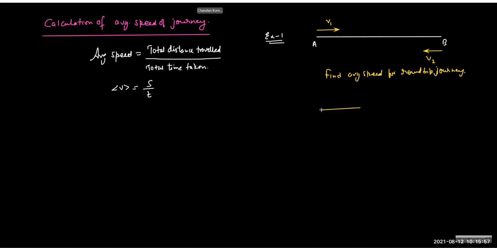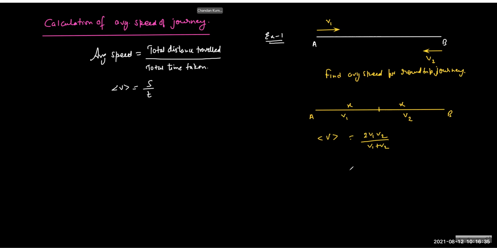So imagine I gave you a journey from only A to B. The first half you travel with V1, and the second half you travel with V2. So what is the average speed for the journey A to B? The distance is the same, half and half. That's why I'm saying the first half and the second half are equal. Correct. So it will be the same as the first answer.